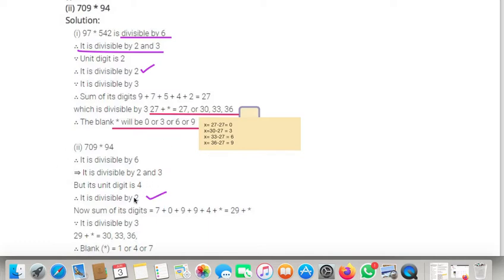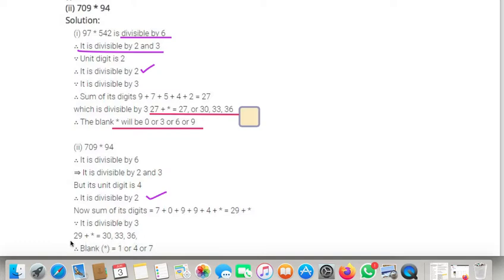Exactly the same is the second number. I have already told you that it is divisible by 2. To check the divisibility by 3, add all the digits. 7 plus 9, 16, 16 and 4, 20, 20 and 9 is 29. So I get 29 plus some value star divisible by 3. So what all can it be? We will start from 30 first. The first can be 30, then 33, then 36.